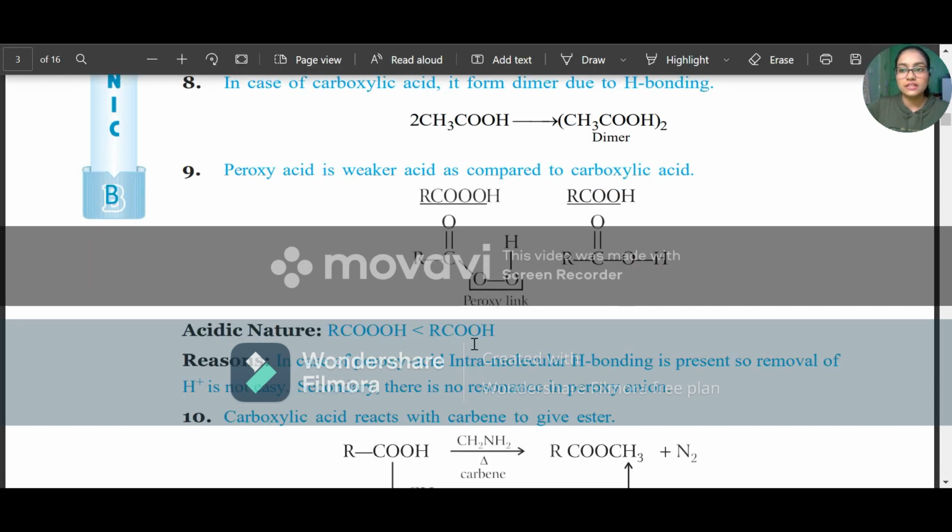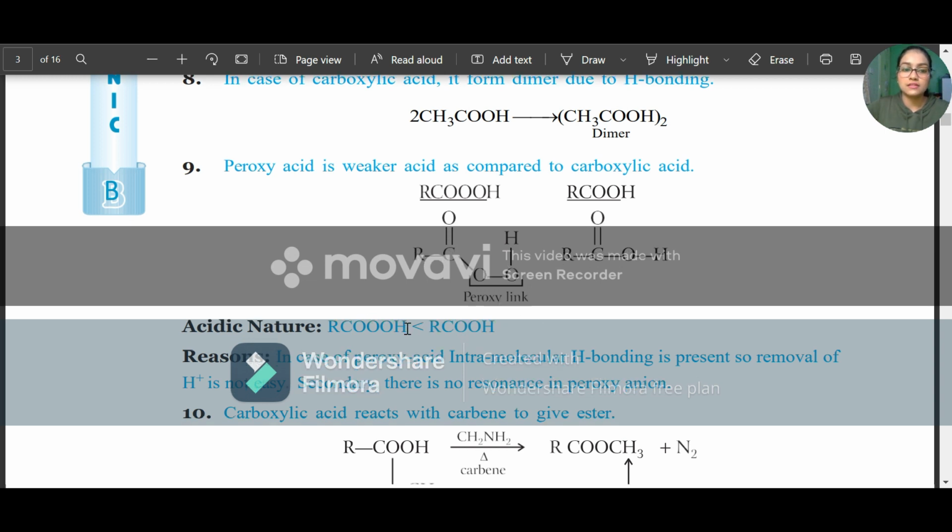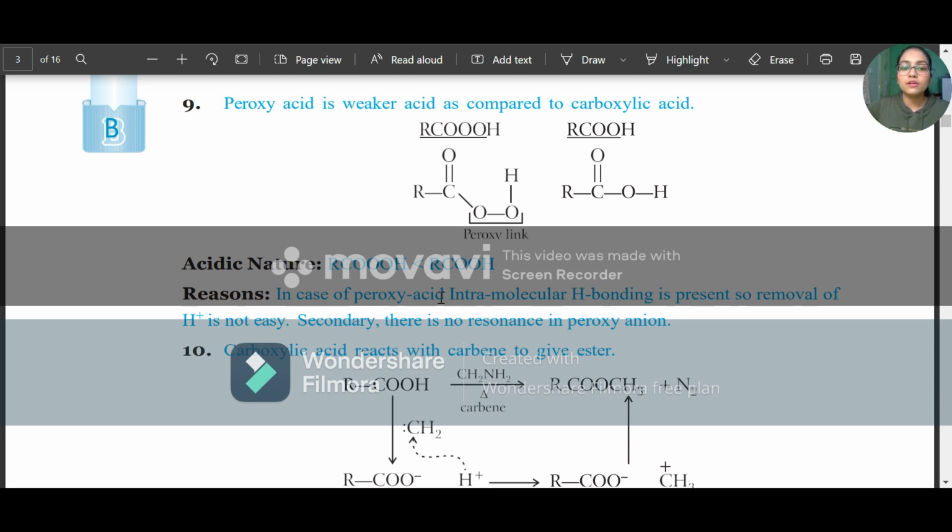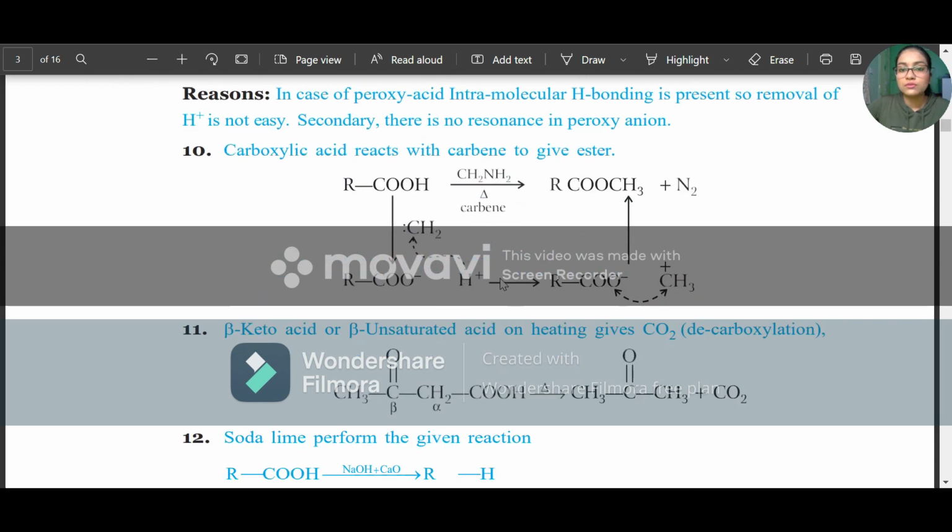So when we deal with the acidic nature, we see that carboxylic acid is more acidic than peroxy acid. Now the reason: in case of peroxy acid, intramolecular hydrogen bonding is present, so removal of H+ is not easy. Secondly, there is no resonance in the peroxy anion. Now if we remove this double bond and make this carbon positive and this O negative, or when we remove this H+, so this can do resonance.